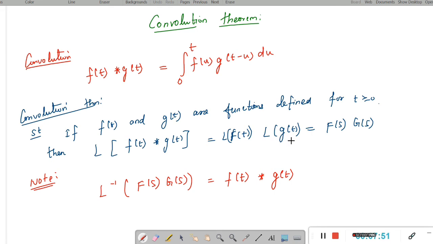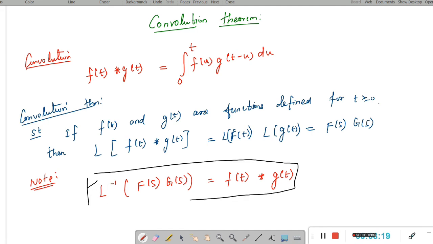With the help of this statement, I am going to find inverse. So by using this theorem, I have taken this note. So L inverse of f of s g of s is equal to f of t convolution g of t. Only I have shifted this L to right hand side. So from that you may get the result. So now I am going to apply this note to find L inverse.